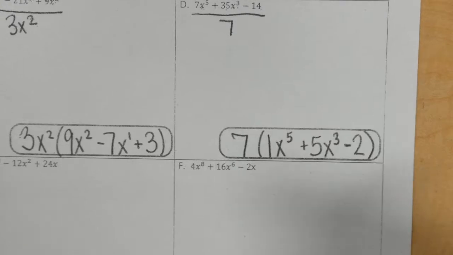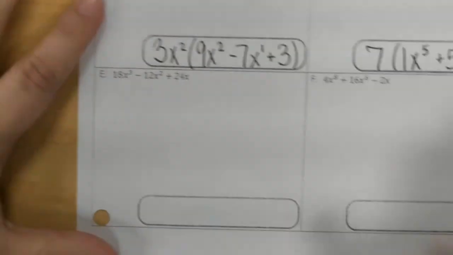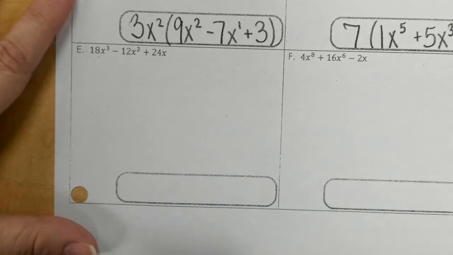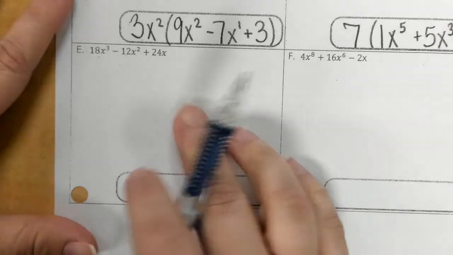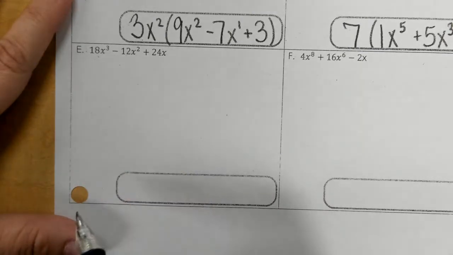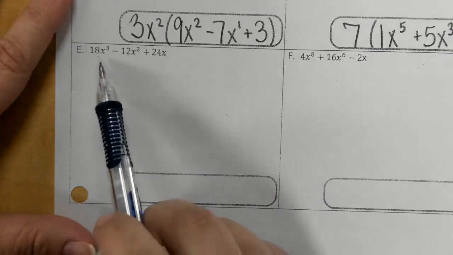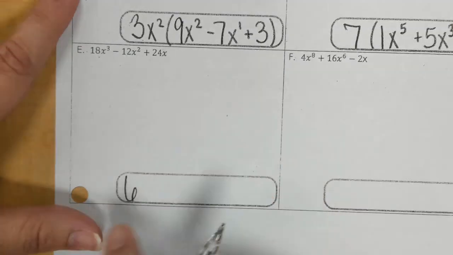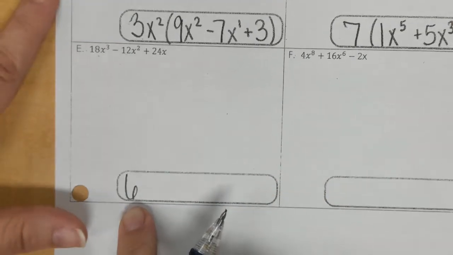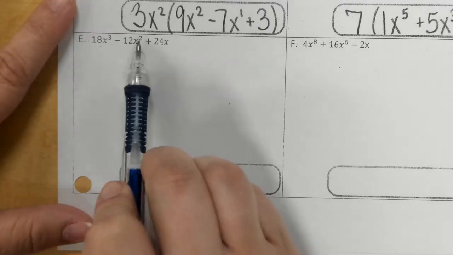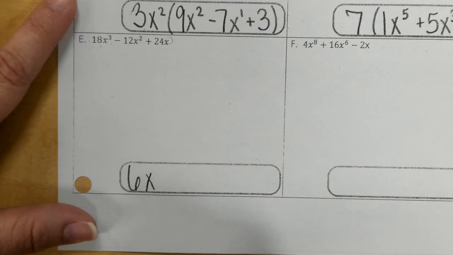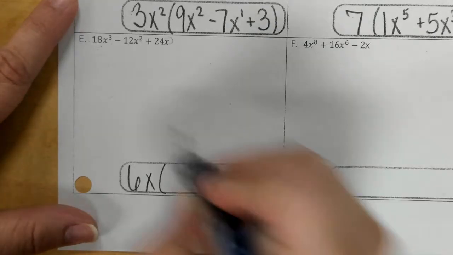Okay, moving on to letter E. 18, 12, and 24. So all are even. I know 2 can go in there. 3 can. 6 can divide into all of those. So let's see. 6 can go into all of those. And then we have an x in every single term. So this right here is my smallest x. Now I need to divide by that 6x.